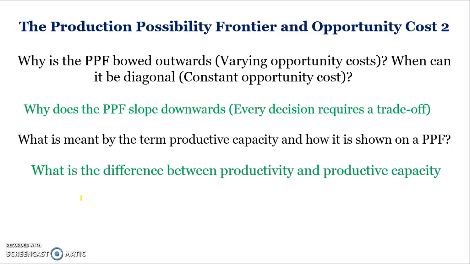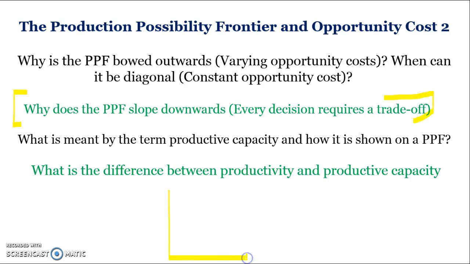Okay, in this video we're just going to continue to look at the PPF and some concepts related to opportunity cost, including why the PPF is bowed outwards, and why the PPF slopes downwards. So that's a really key one that people struggle with. There's a difference between why it's bowed outwards and why it slopes downwards.